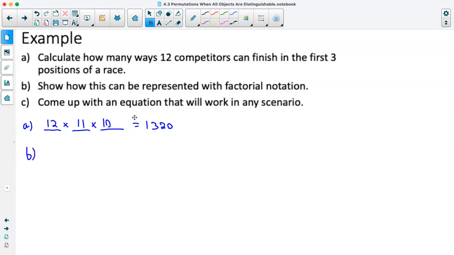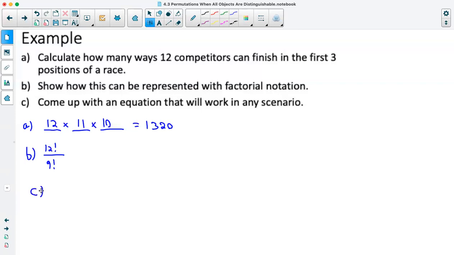Part B, we're going to change this into factorial notation. We know this is decreasing by 1 each time, so we're just going to put 12 factorial. Based off of what we did in the last section, we know that because this stops at 10, that means we're dividing it by 9 factorial. Now, if we enter 12 factorial over 9 factorial in our calculator, it should give us 1,320.